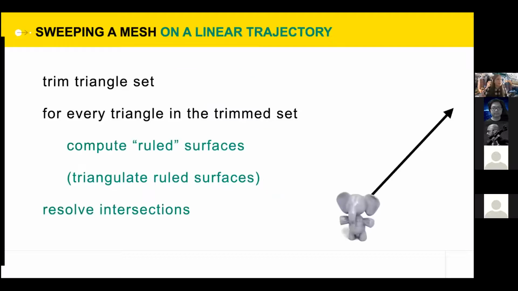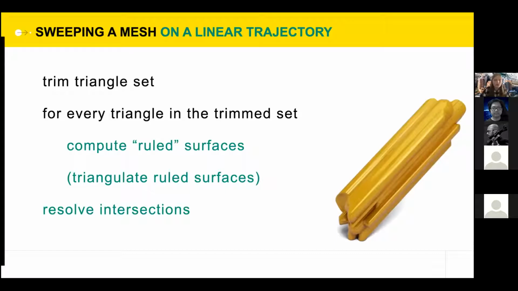So the simplest case is a linear trajectory. So imagine I move this shape without a rotation and only along a straight line. In this case, the ruled surfaces generated by the edges are flat, right? So their triangulation is trivial. So I can resolve the intersections relatively simply and get the resulting swept volume. So this is relatively easy to do, relatively fast, but of course very restrictive. If I only want to do swept volumes of linear translations, well, that's a little sad.